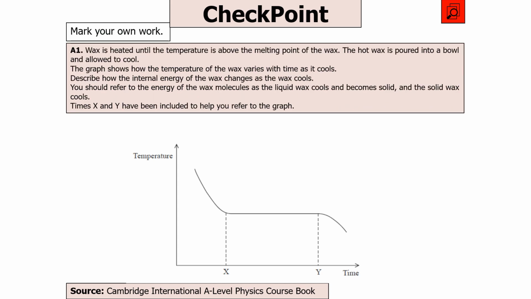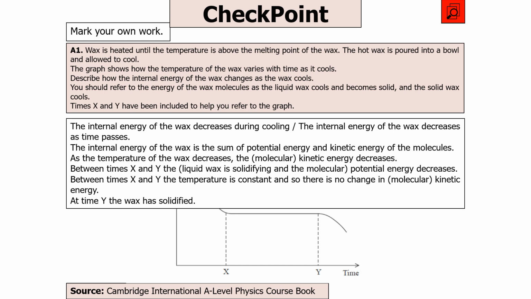Right, in this first one, the internal energy of the wax decreases during cooling because energy is leaving the substance. So the internal energy is the sum of the potential and the kinetic energy of the molecules. As the temperature decreases, the kinetic energy store of the molecules will decrease. So between times x and y, as it's solidifying, the potential energy store decreases because it's changing state. Between times x and y, the temperature is constant because there's no change in the kinetic energy store. At time y, the wax has finished solidifying and the temperature then starts to drop.